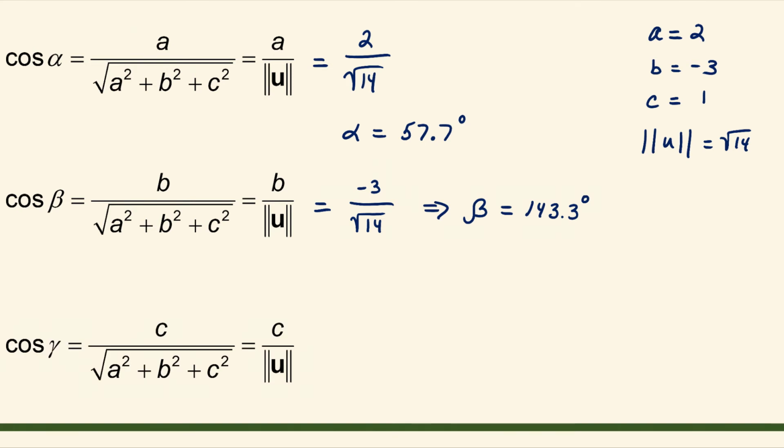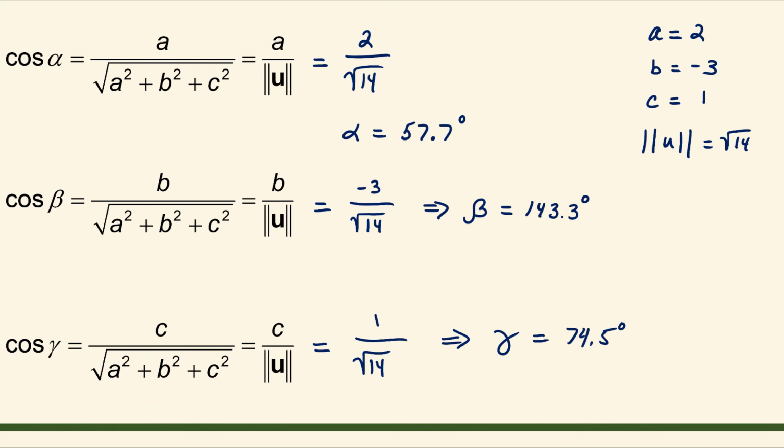And finally, we have the cosine of angle gamma equaling c divided by the magnitude of vector u, which we know now will equal 1 over the square root of 14. Using a scientific calculator and the inverse cosine function, angle gamma will equal 74.5 degrees.